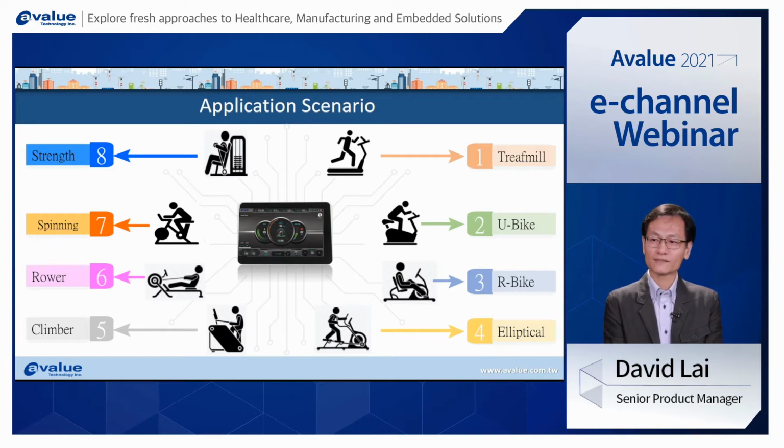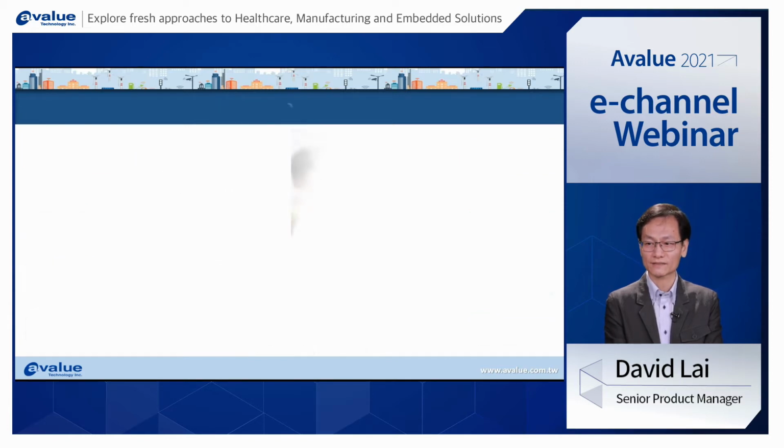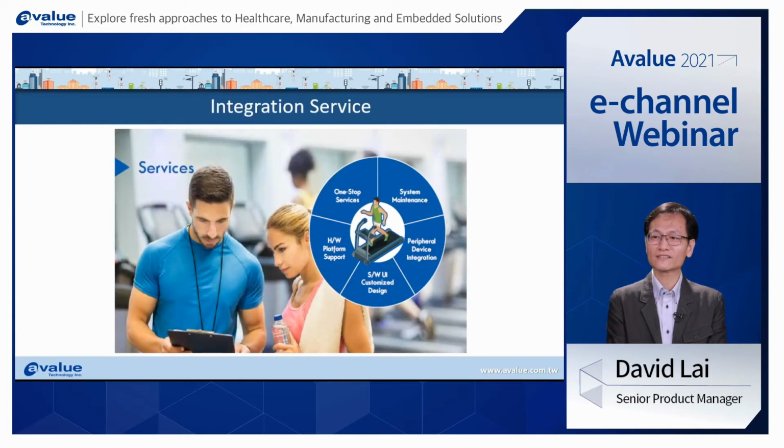Our design maximizes personal performance, enabling people of all ages and abilities to enjoy comfortable, engaging, and effective workouts. This platform lets customers easily control the motor or resistance system on their fitness equipment products. For integration design service of fitness equipment, we can offer a one-stop service from specification, software and hardware design, function check, certification, manufacturing, assembly, shipment, and system maintenance.